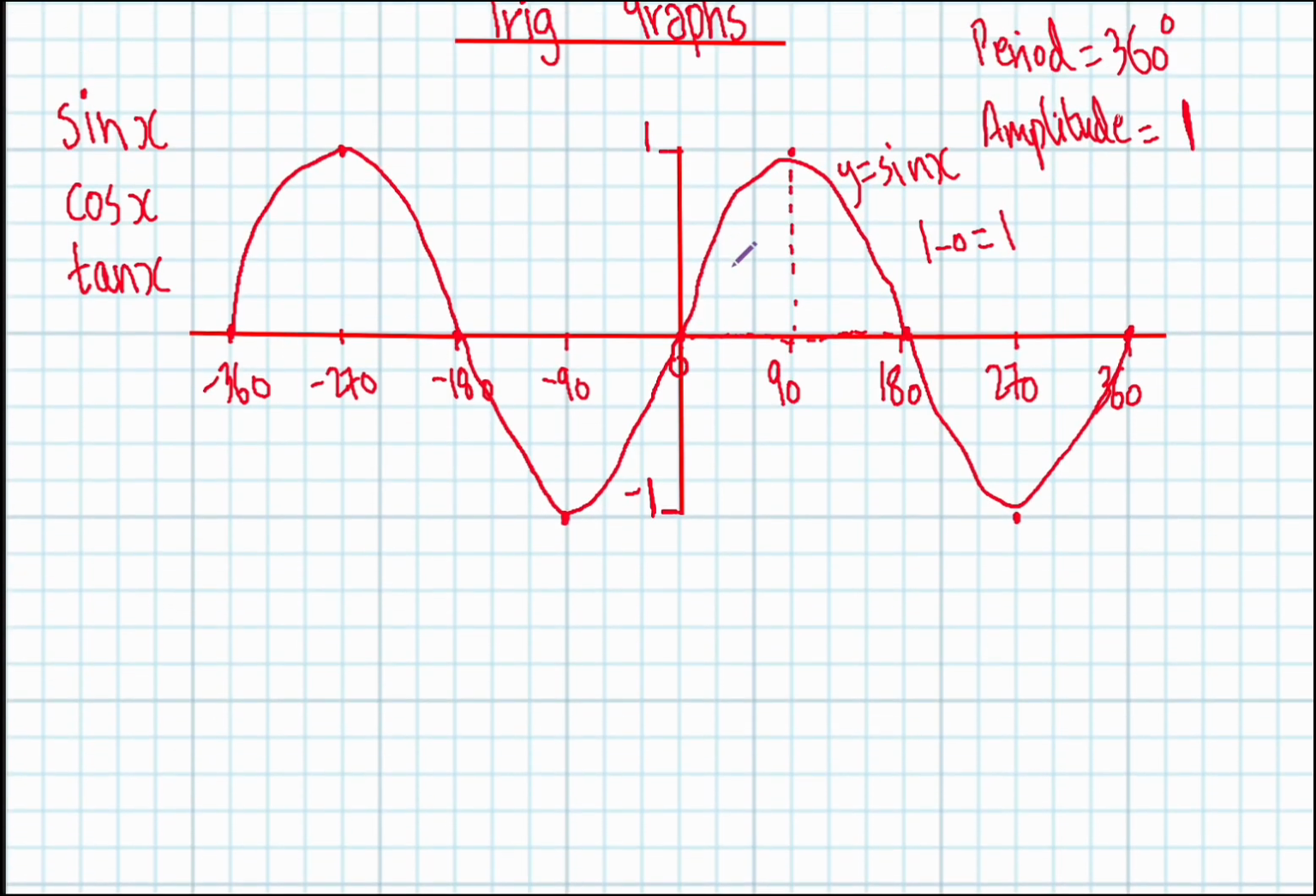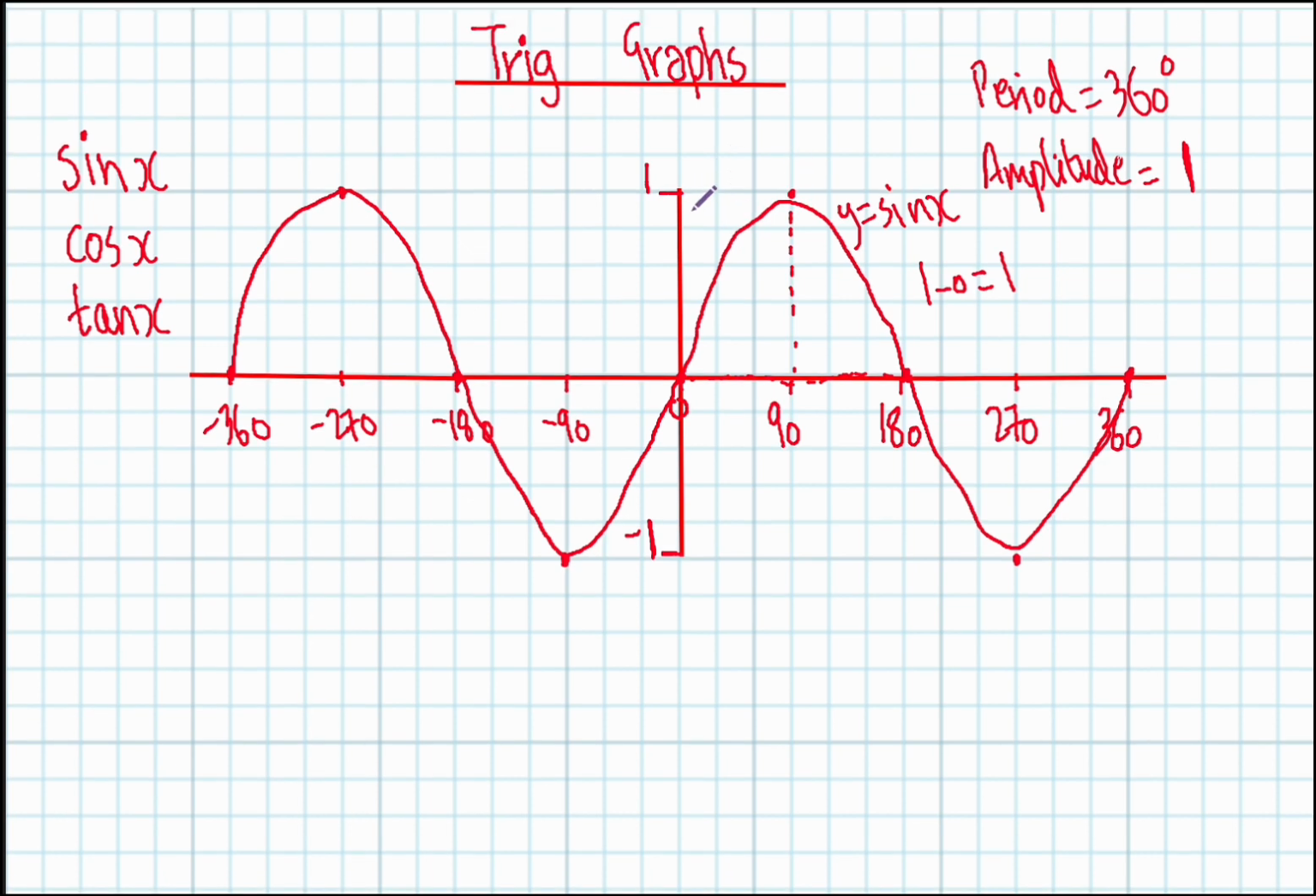So now we draw cosine. You can try putting the numbers in again, but I'll just draw the important parts. I know what it looks like, so I'll just draw it. It starts at 1, goes down to 0 at 90, goes all the way to negative 1 at 180, and then comes back up to 0 at 270, then goes up to positive 1 at 360.